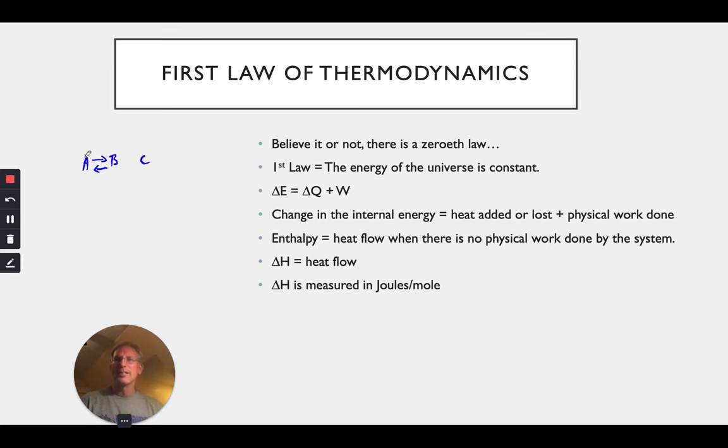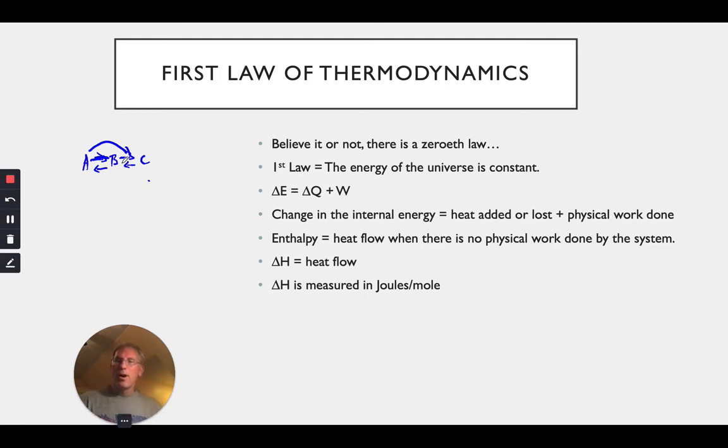So if A is a little bit hotter than B, then A will kick heat over. And if B is a little bit hotter than A, it will kick heat back to A. But if they're in equilibrium with each other, then they're just equally sharing the energy. And the zeroth law says that if A is in equilibrium with B and B is in equilibrium with C, then guess what? A and C are also in equilibrium. Now, we'll never touch that law again, but it's just kind of fascinating.